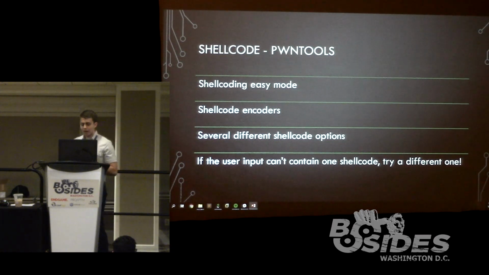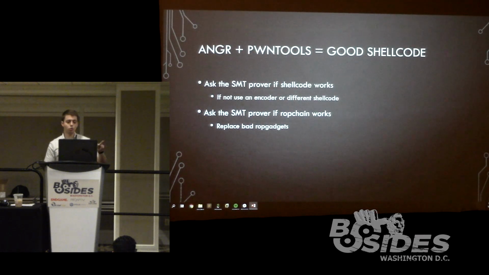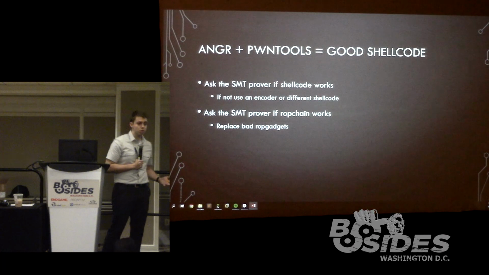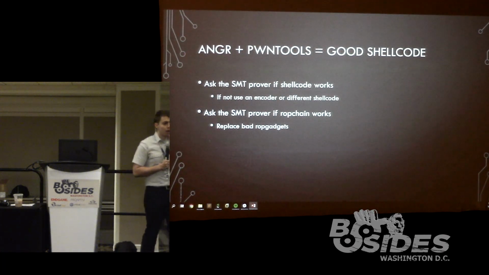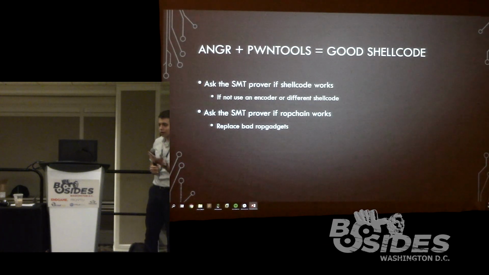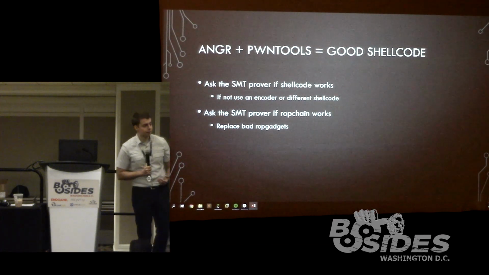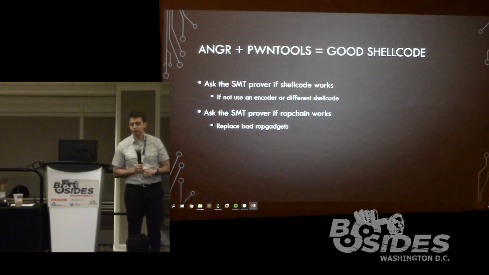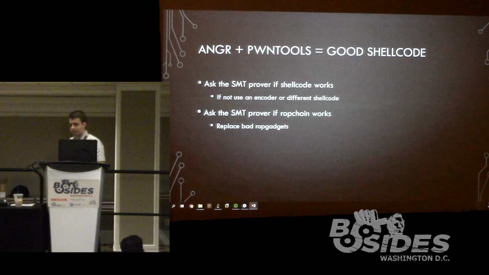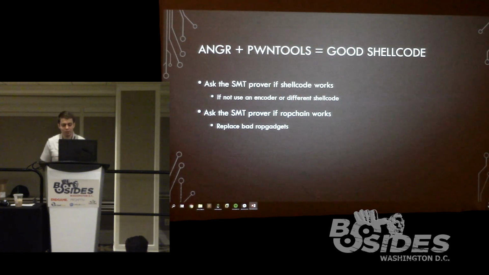Cool, so by combining these two tools together, I can ask angr if it's possible to use a shellcode. I can say, hey, angr, are there any issues with putting a new line in my input? Are there any issues with doing a null character in my input? And it's really good at saying yes or no. And so that's the SMT prover part of that again. So this is all kind of cool, but where are the examples?